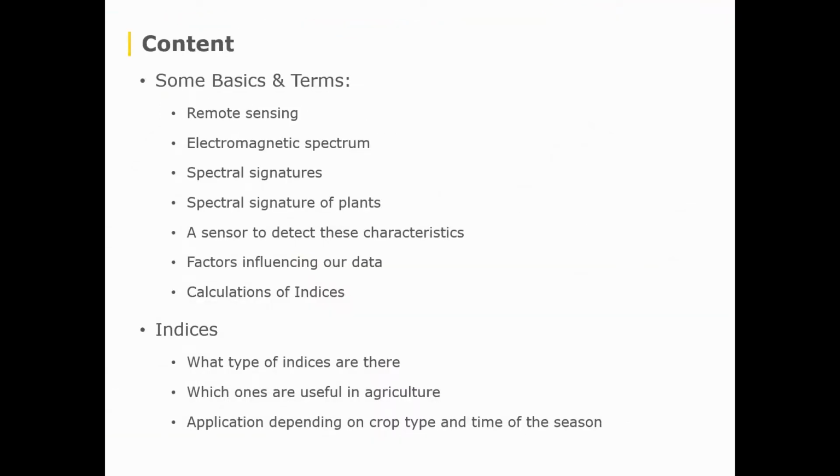Topic of today's session is filling the gap between UAVs and agronomy. This time we really try to go through some basics of remote sensing. We'll be talking about the electromagnetic spectrum, spectral signatures, sensors to detect characteristics of spectral signatures, and factors influencing that data. Furthermore, we'll then look into different types of indices, how, why, and when we can apply and calculate them.